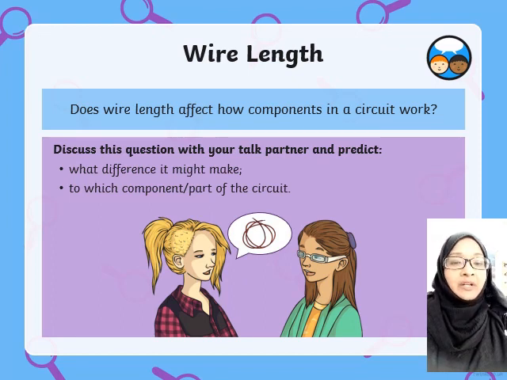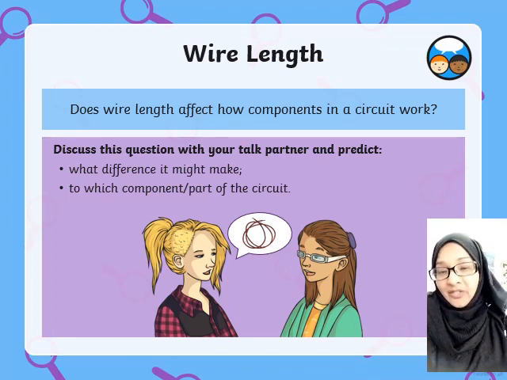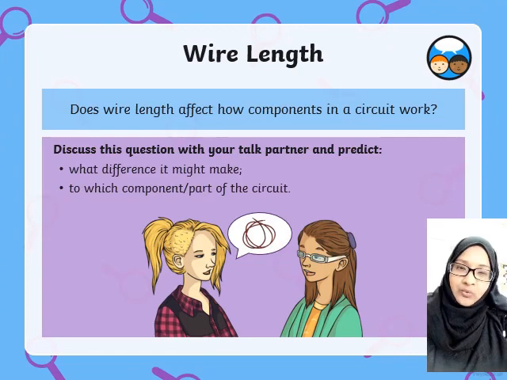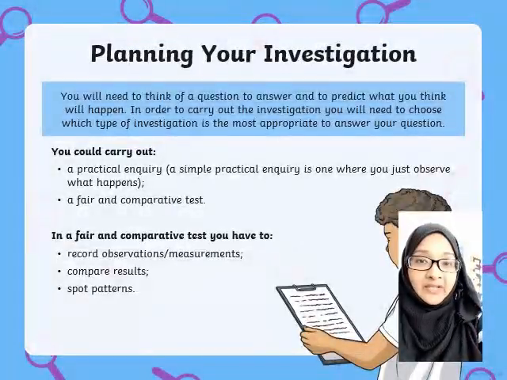So I want you to write down, I think that if you have shorter wire, the bulb would be brighter or dimmer because, and you need to give your reason, a scientific explanation why you think that. Okay, off you go.